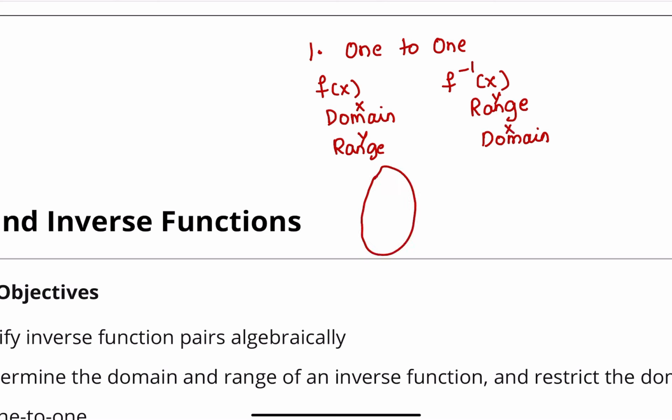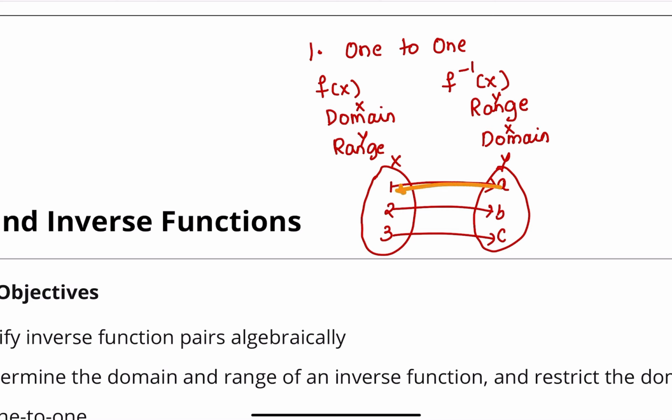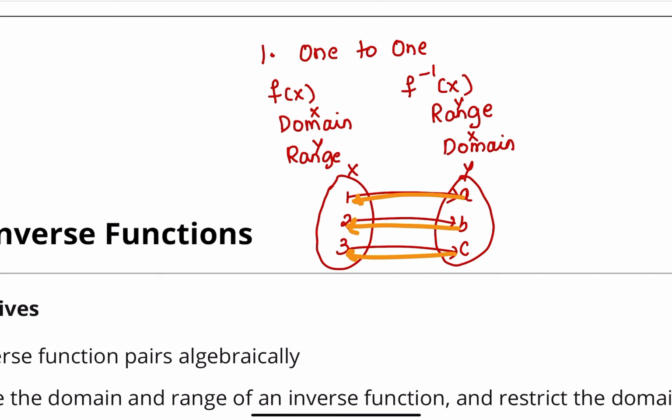In quick recap, these are my domain and ranges, x and y, 1, 2, 3, a, b, c. This is the function, right? And this is the function from x to y. If I'm looking at the inverse function, let me take a bigger marker. And the inverse function, the y becomes the x and the x becomes the y. So if I look closely for the function f of x, what's the domain? The domain is 1, 2, 3. And the range is A, B, C.